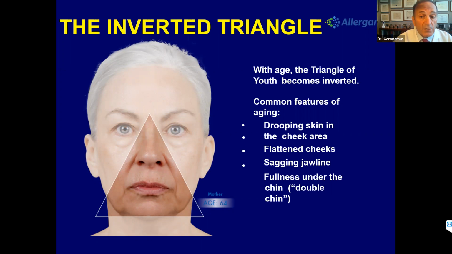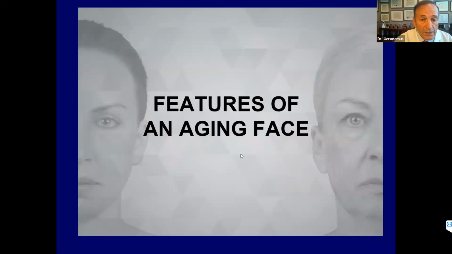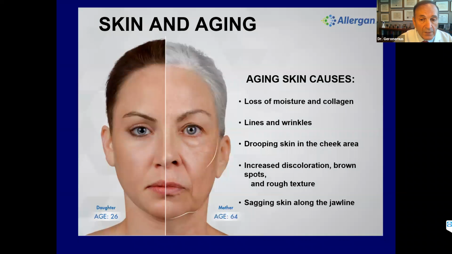So skin begins to droop, as we know, in the cheek area. You get flattened cheeks, a sagging jawline, and fullness under the chin, what we call a double chin. So these are features of an aging face. You begin to lose moisture and collagen. You develop lines and wrinkles, drooping skin in the cheek area, increased discoloration, brown spots, rough scaly spots, the precancerous conditions called actinic keratoses, as well as rough texture.